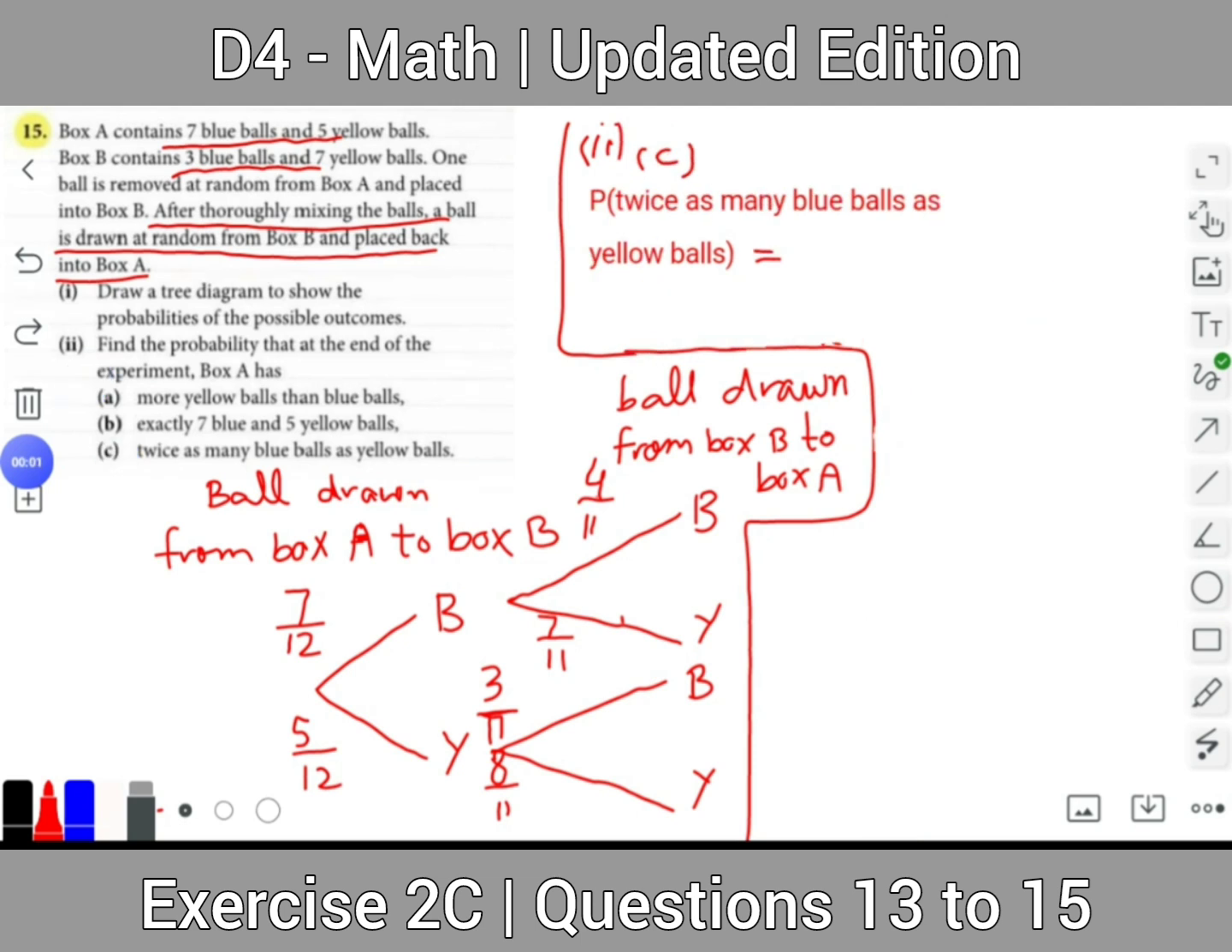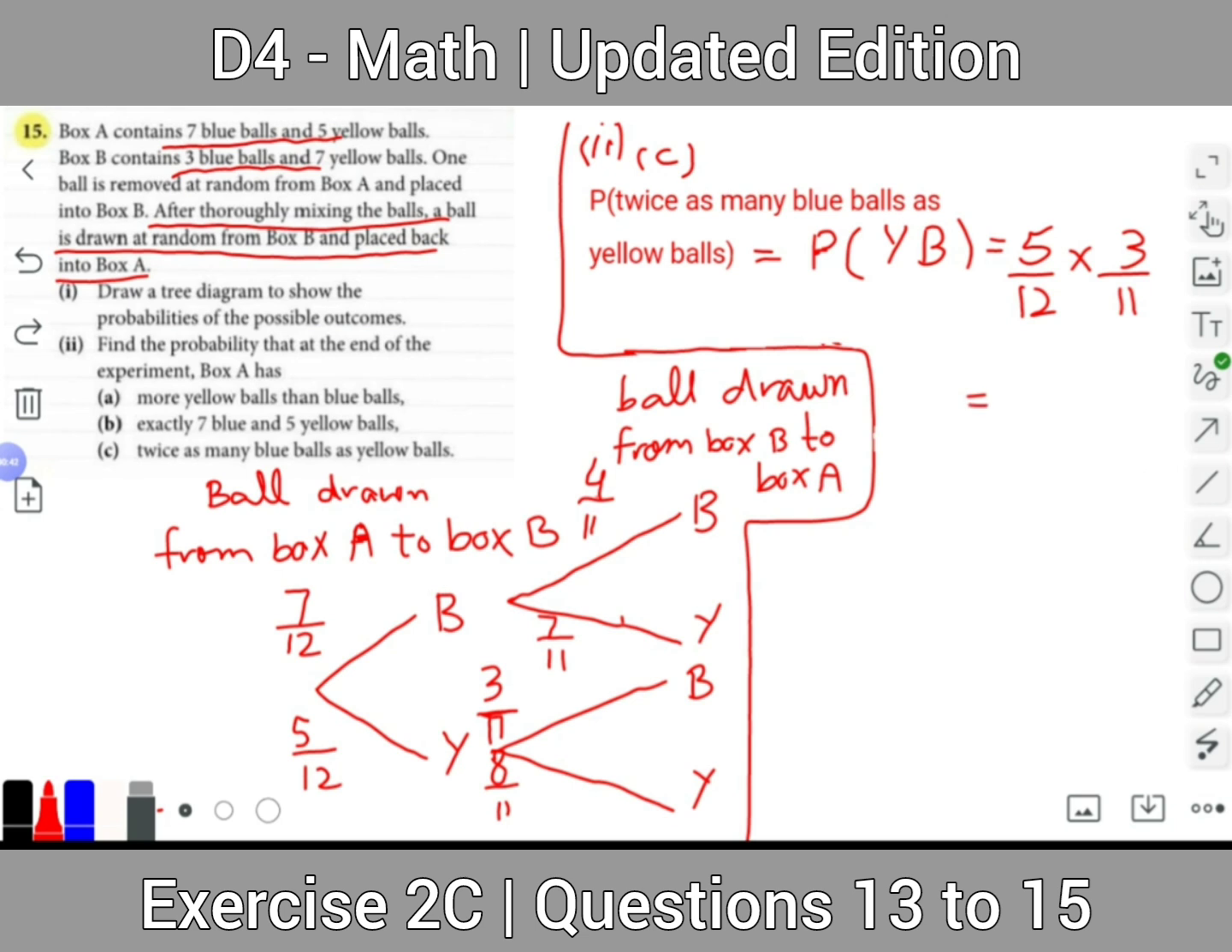Now in part 2C, we have to find the probability that box A has twice as many blue balls as yellow balls. So here we have the probability of YB, and from the tree diagram we will apply the multiplication law of probabilities. The probability that a yellow ball is drawn from box A to B is 5 over 12, multiplied by the probability that the blue ball is drawn from box B to A, which is 3 over 11.